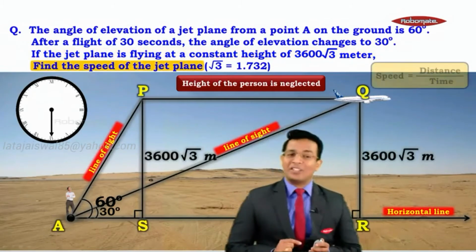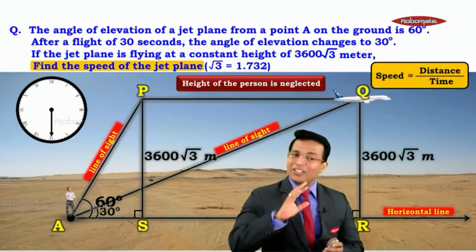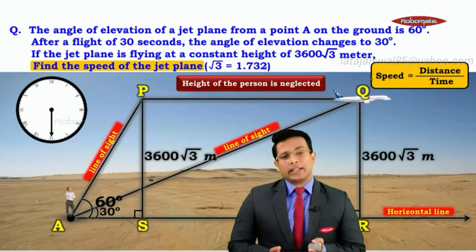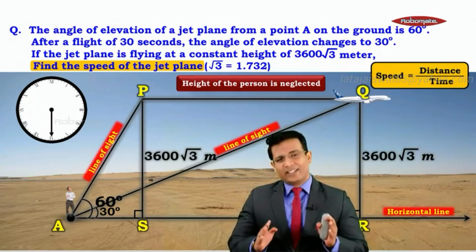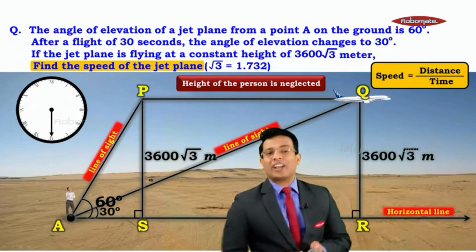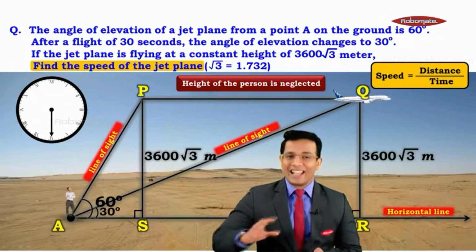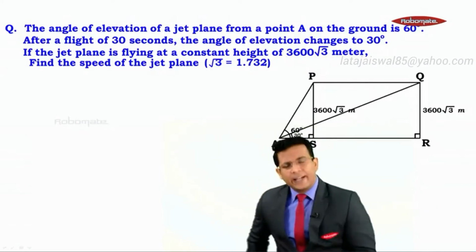We need to calculate the speed, and we know that speed is equal to distance upon time. And we know the time. Time is known to us as 30 seconds. We just need to know that distance from P to Q which it traveled. If we get that, we can easily get the speed. Doesn't that sound easy? Yes. Let's solve it further. Now, how do we write it here?